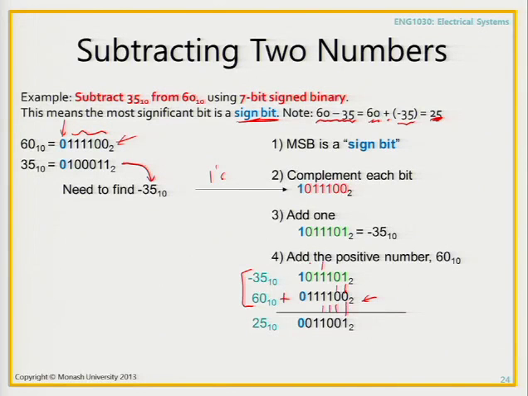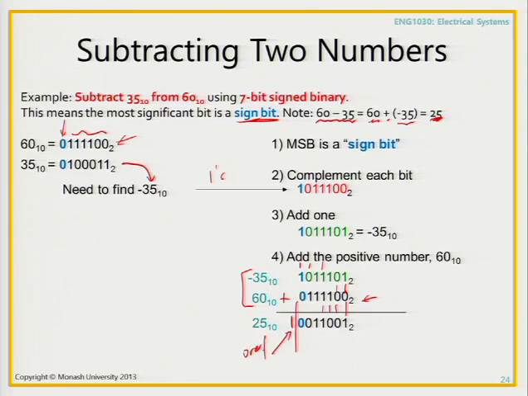Carry the 1. And then if I go 1 plus 1, I get 0. And we carry the 1. And this 1 plus 1 here gives us 0. And we would have an overflowed 1 here.